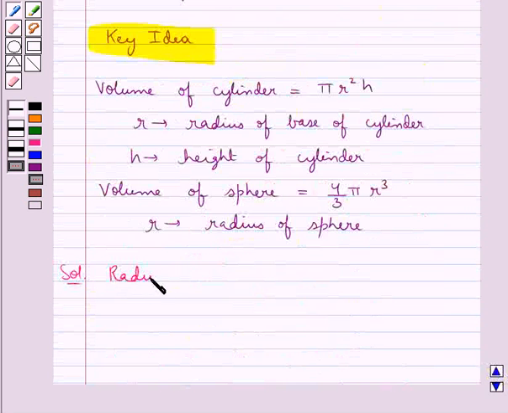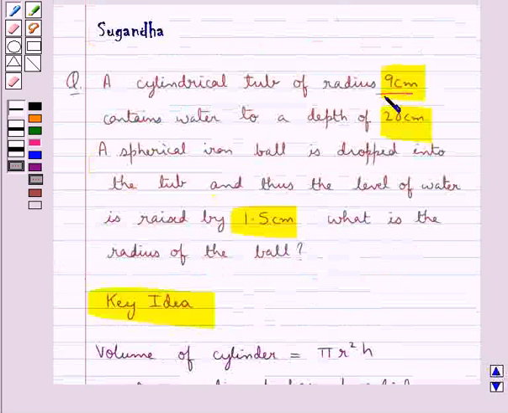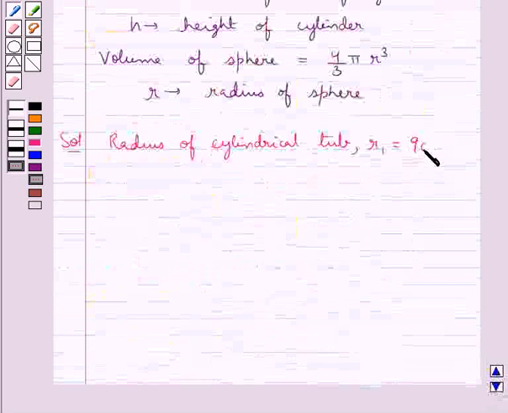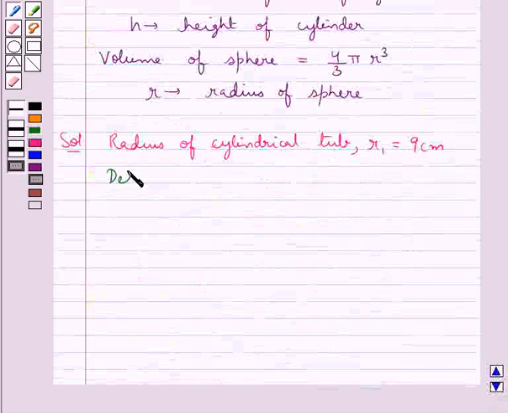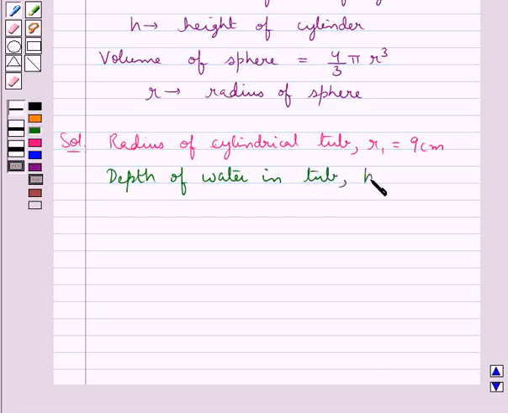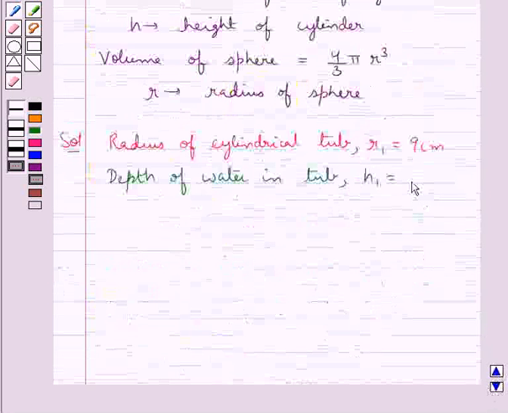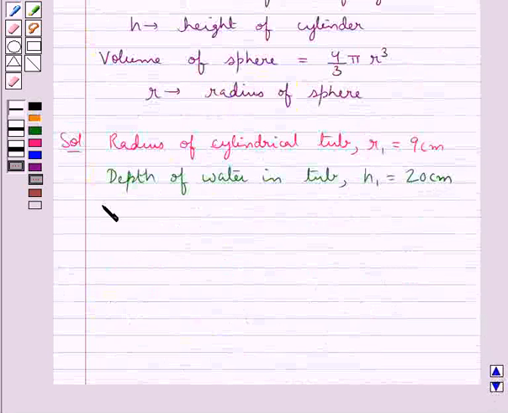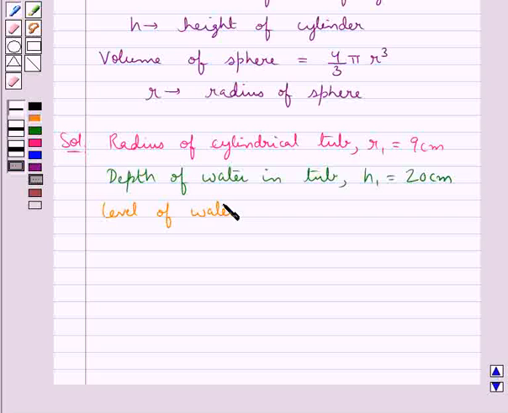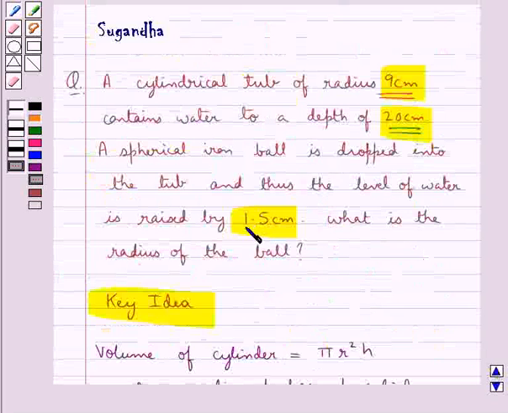Now the radius of the cylindrical tub, say R1, is given as 9 centimeters. Now the depth of the water in the tub, say H1, is given as 20 centimeters. The level of water in the tub is raised by 1.5 centimeters.